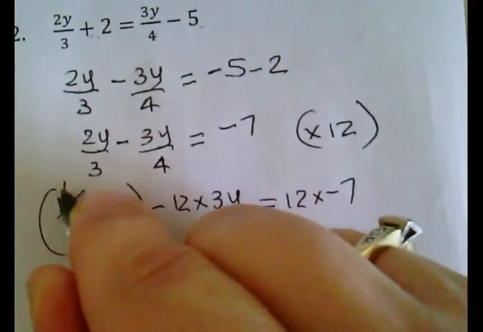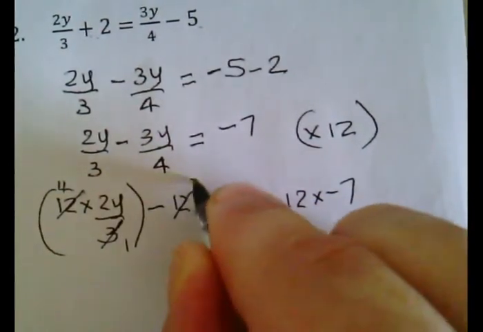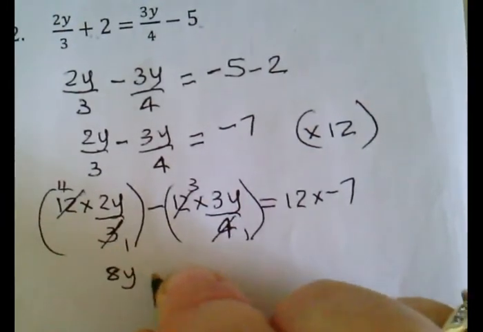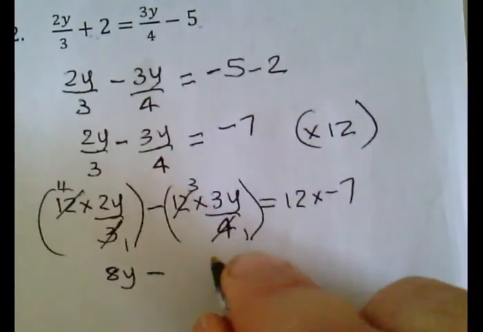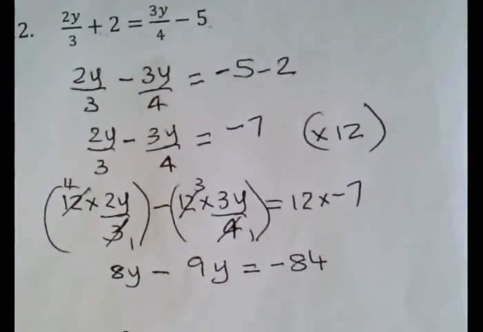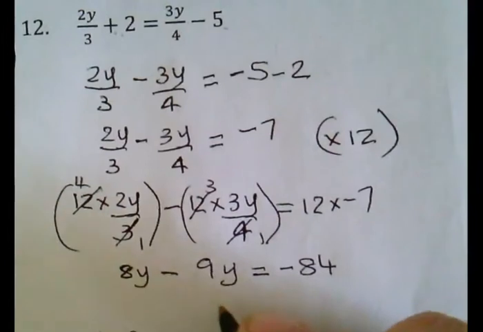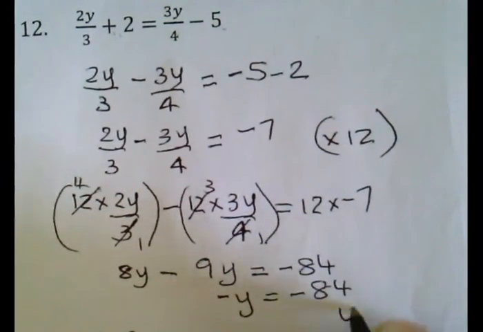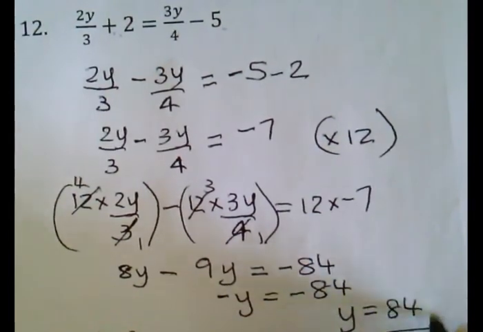Doing my cancelling, I get 4 times 2y, I get 8y, take away 3 times 3y is 9y, equals negative 84. And 8y take away 9y is negative y equals negative 84. Therefore, y equals 84.